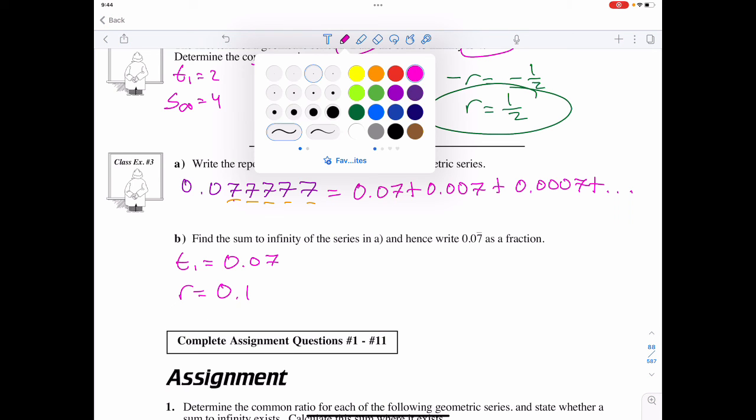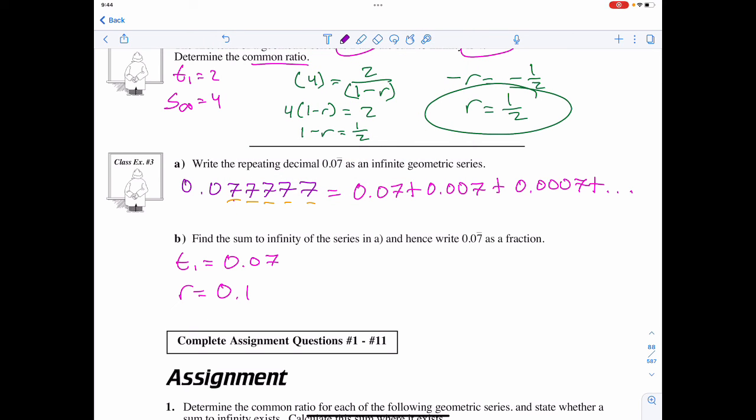And then I can write this as an infinite sum by saying that I have 0.07 divided by 1 minus 0.1. And when I put that in my calculator, that's going to be the same as 7 over 90. I can double check and put 7 over 90 in my calculator, and I'm going to get 0.077777 going on forever. And it makes sense.